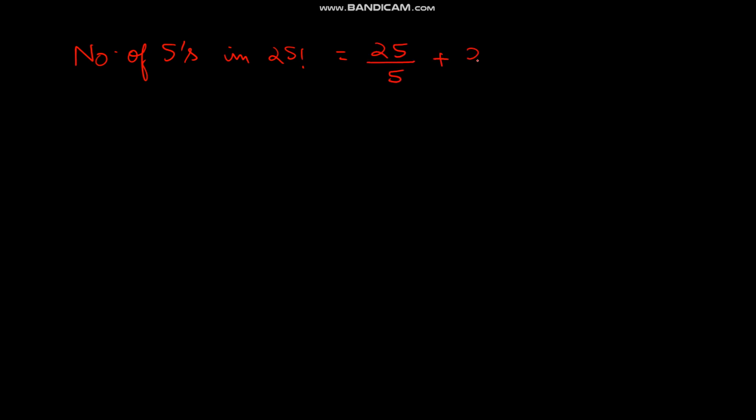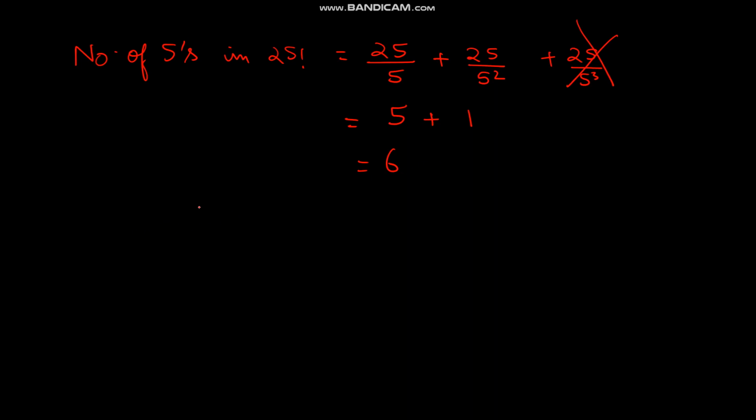Now coming to the number of 5's. To find the number of 5's in 25 factorial, we use the same formula: 25 by 5 plus 25 by 5 square. We have to stop here and not include the next term. Okay. So 25 by 5 is 5 and 25 by 5 square is 1. The total number of 5's in 25 factorial is 6.